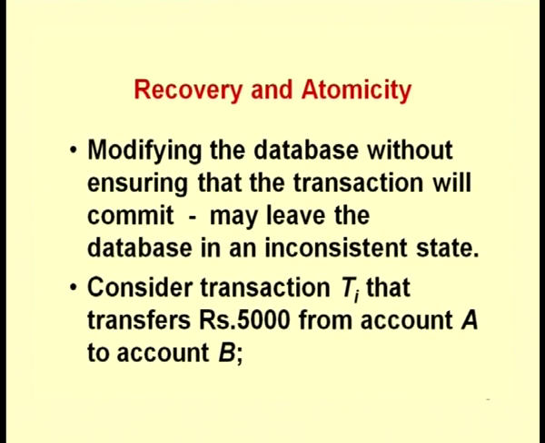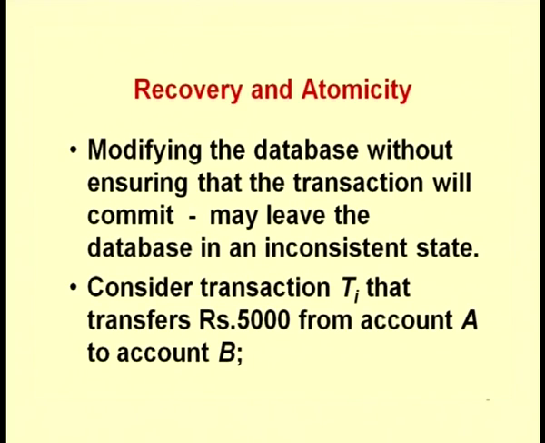Modifying the database without ensuring that the transaction will commit, that is, that it will actually finish completely, may leave the database in an inconsistent state. We have seen this a little bit in earlier lectures. For example, consider a transaction Ti that transfers rupees 5,000 from account A to account B. What will happen if the transaction is not committed? 5,000 will be taken from account A, but it will not be reflected in account B, and this is what is typically called an inconsistency.